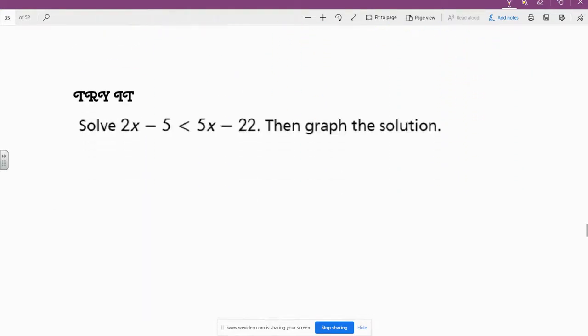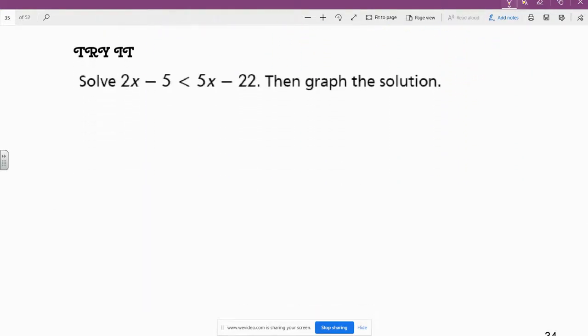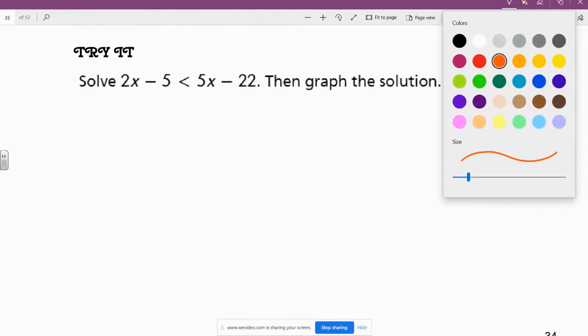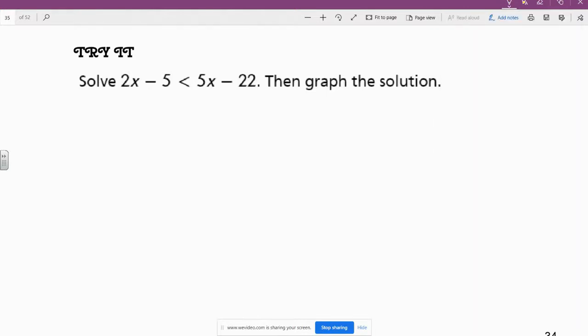Okay. Go ahead and do the try it. Again, if you want to go do it with me, you can. If you'd rather just do it by yourself or with your partner, you can do that too. And then you can fast forward to see if you get the correct answer.